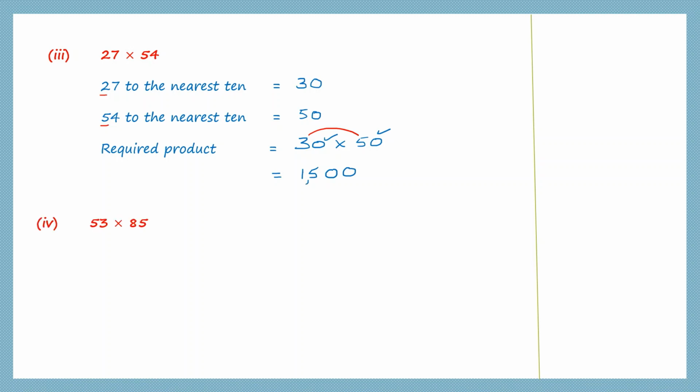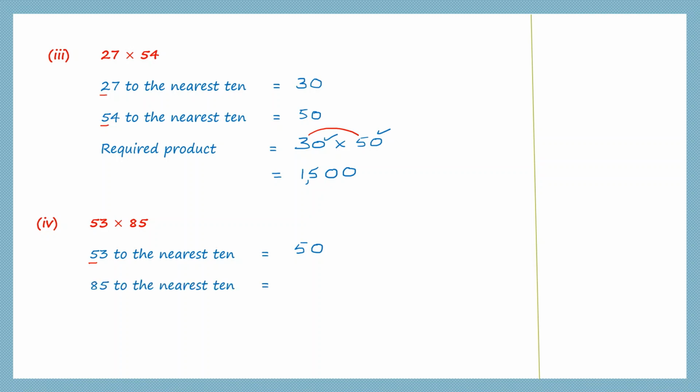Question 4. 53 into 85. First step, we have to round off 53 to the nearest 10. 5 is in the tens place and the digit to its right is less than 5. So 5 that you have underlined will remain the same. In place of 3 we put a 0. 53 to the nearest 10 is 50.